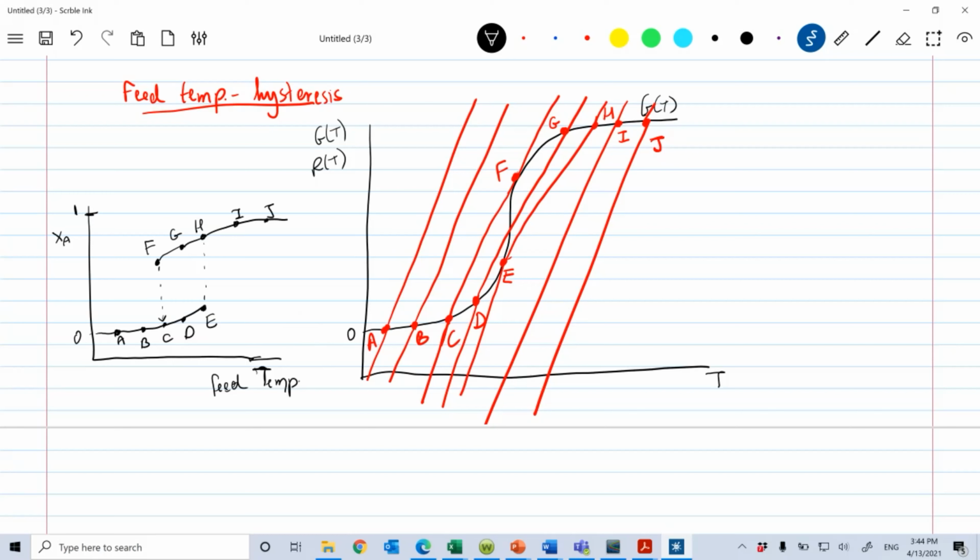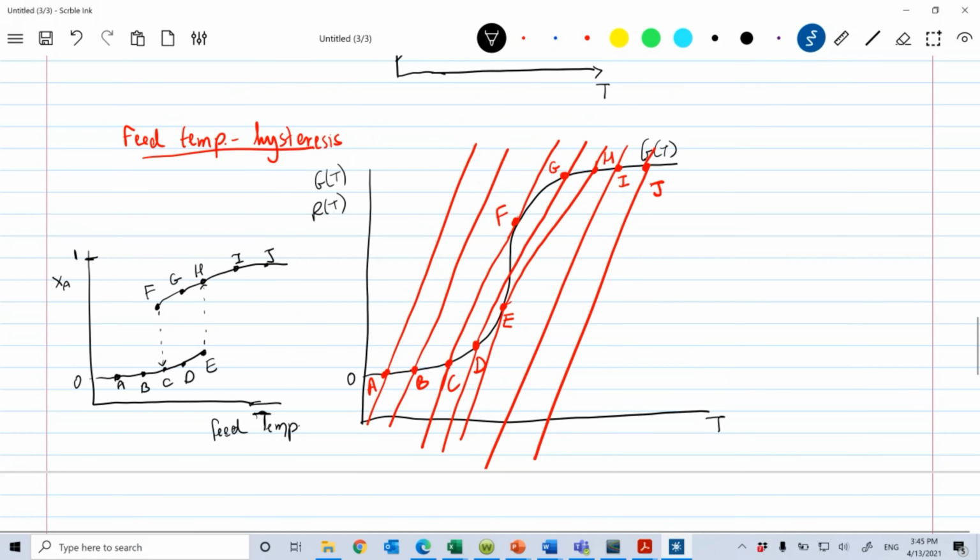And instead of going to C, we jump down to B. So this is what is called feed temperature hysteresis. It's rather important to understand that, because rather than heating up your feed progressively and getting low conversion until you suddenly get high conversion, which could cause an explosion in your reactor, right? Because you might not be adjusting your heat exchanger to remove that heat as you're just going from E to I, right? Now, remember, you're operating at steady state.